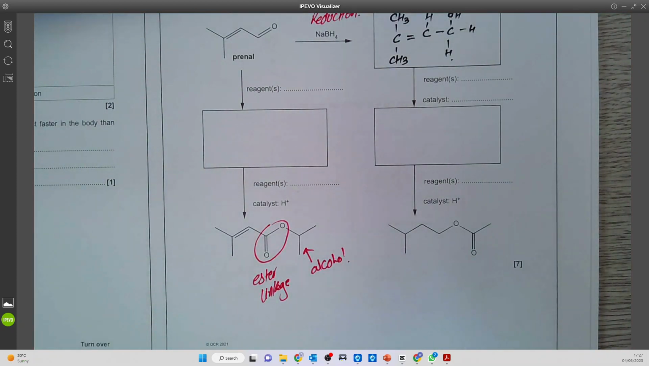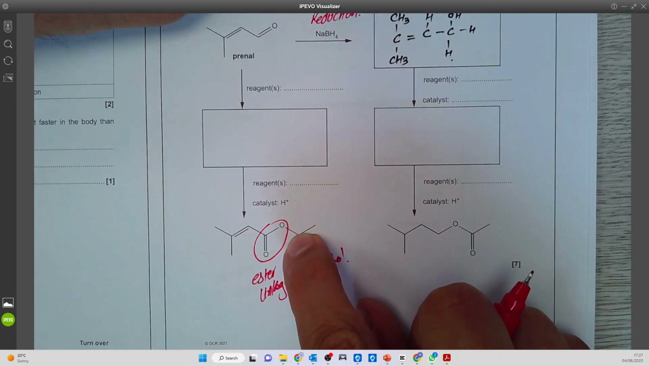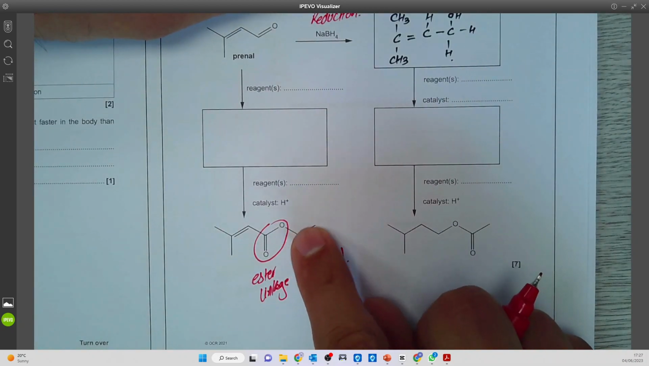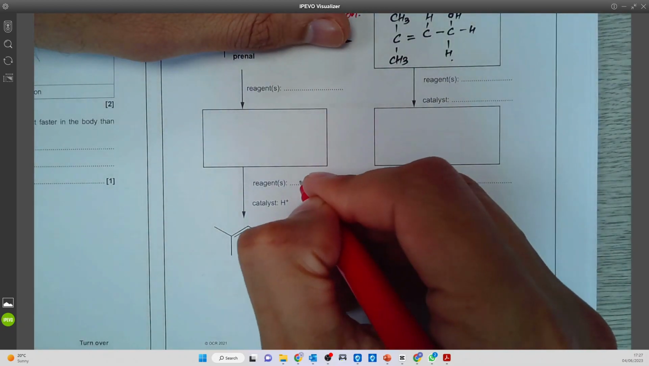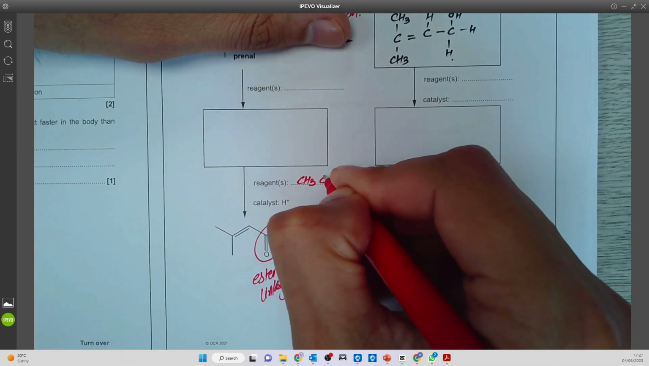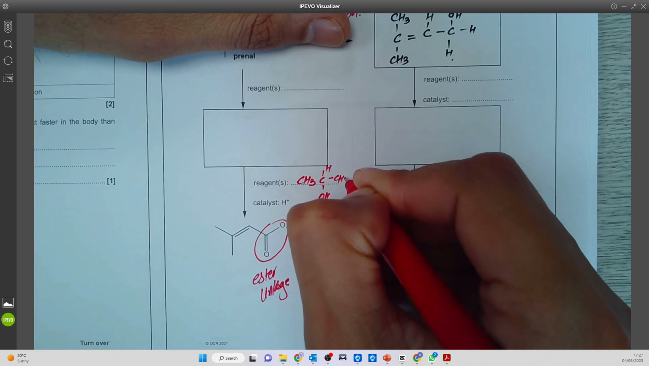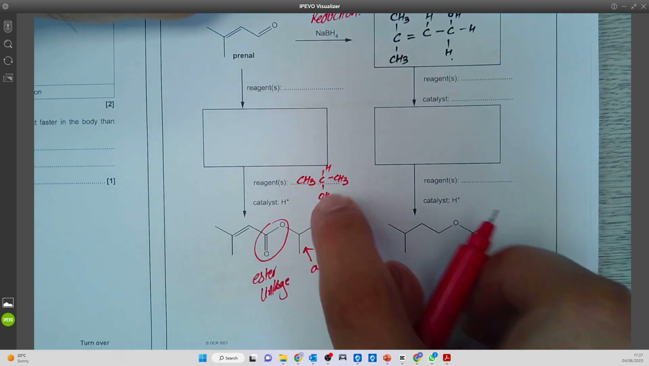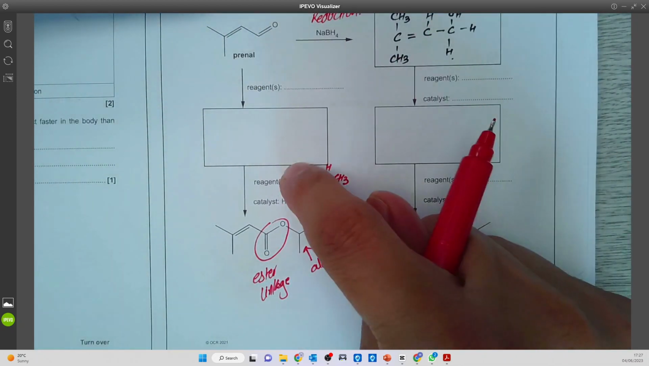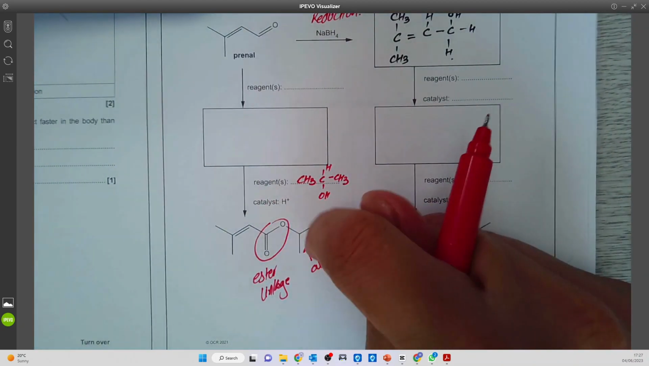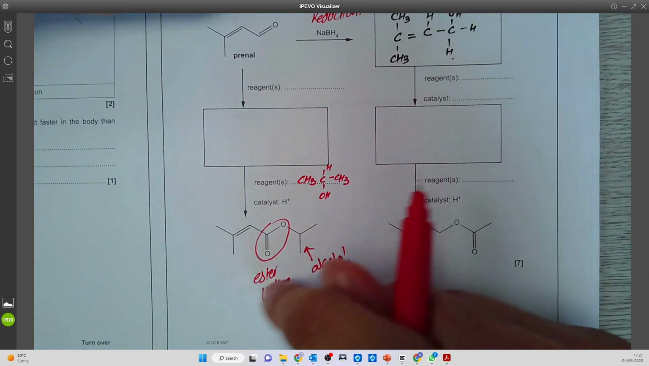No, it can't be propanol because the OH is on the second one. So it will be propan-2-ol, CH3CH(OH)CH3. That's my reagent. Now if I go backwards, then this has to change into carboxylic acid. Otherwise you can't form the ester.